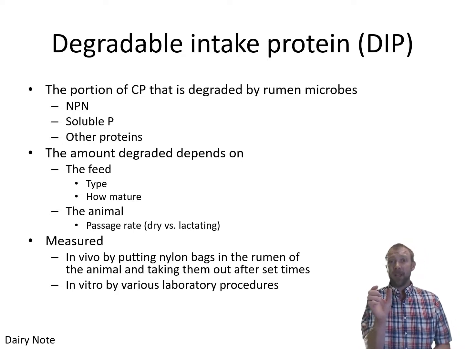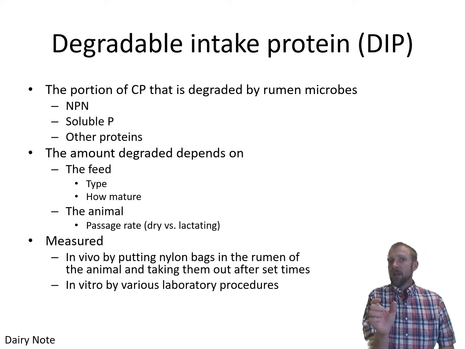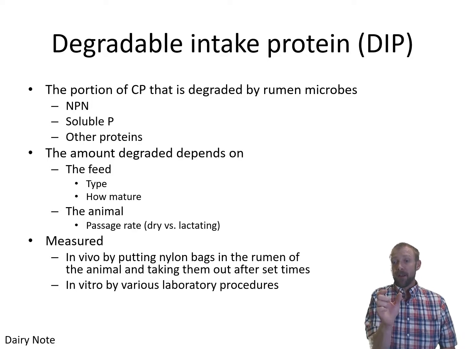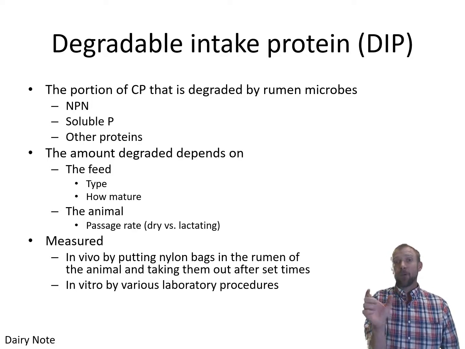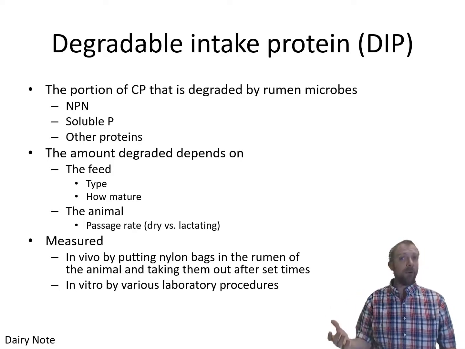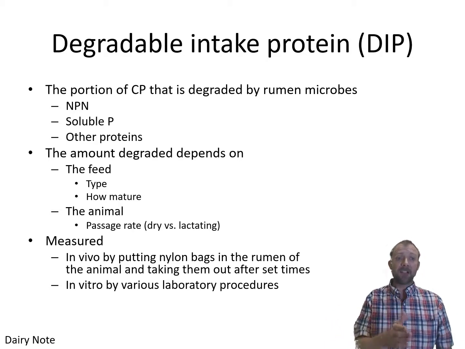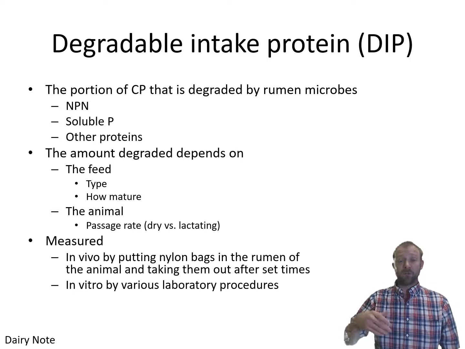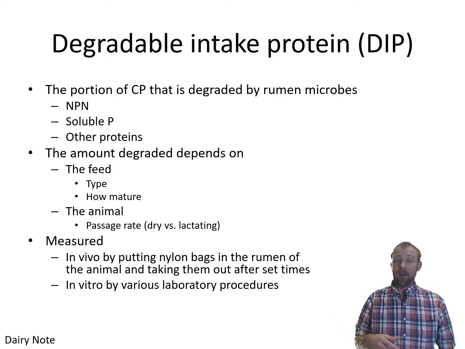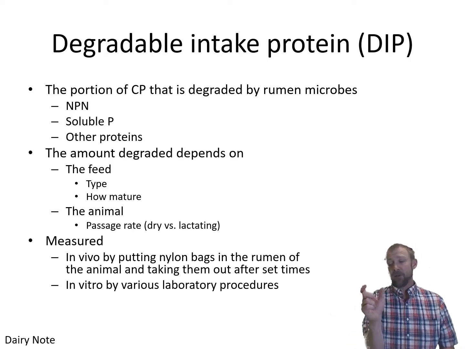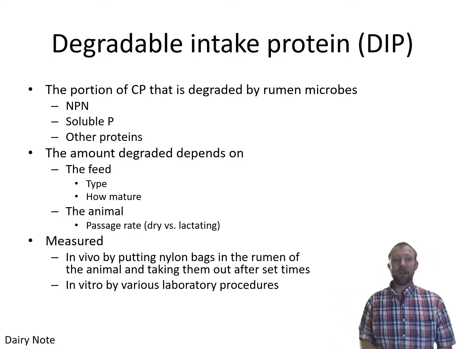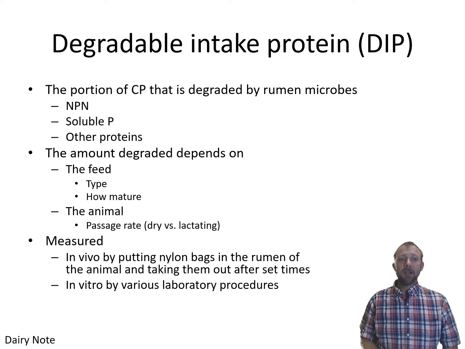If that feed is going to spend an hour in the rumen, you're going to get a certain amount degraded. But if that same feed were for some reason to stay in that animal for 2 hours, you're going to have a whole lot more of it degraded because it's just spent more time in there. So the passage rate, for example, increases when an animal's lactating versus a dry cow, but it also can change based on your chop length. You chop something really fine, you're going to have a higher passage rate than if it's longer as well.